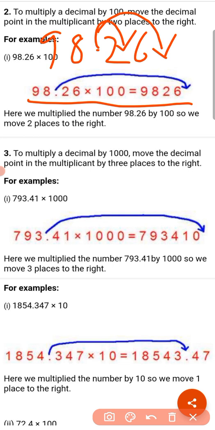So, our answer is 9826. We can write this as 9826.0, but after the decimal there are only zeros. So, this is valueless. So, we can write it as 9826.